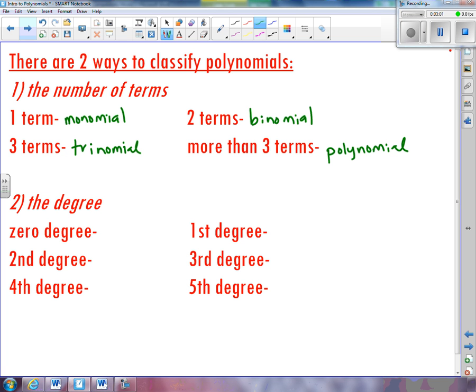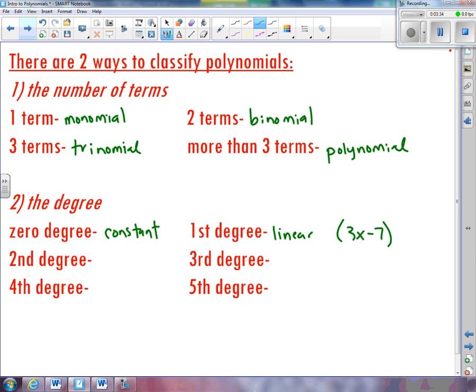Now let's talk about the degree. If it has a 0 degree, that means that there's no variable at all. So our term is just a constant, meaning that there's no variable in there. If it's a first degree, we've dealt with lots of first degree equations so far this year. A first degree means that the highest power is 1. So that would be something that's linear. An example of that would be like 3x minus 7. The highest power is 1. And if you graphed it, it would look like a line.